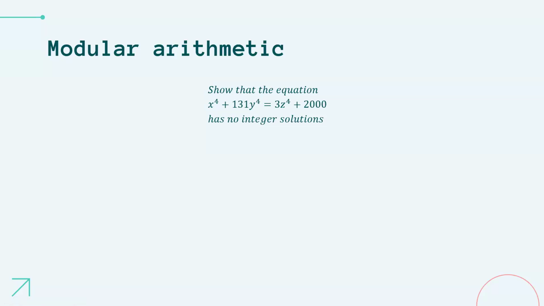Now we move on to the next topic, which is modular arithmetic, which, if you remember, is looking at the remainders of a number when divided by another number.